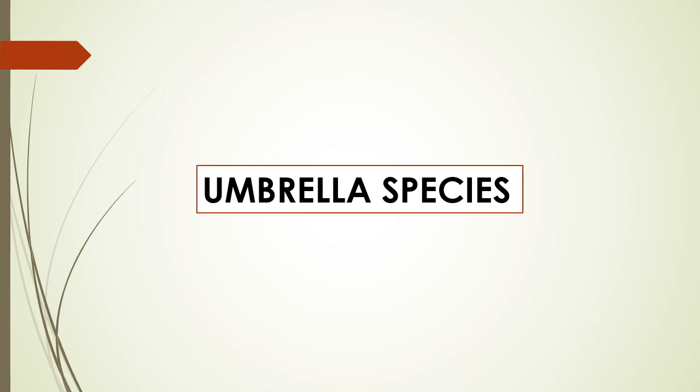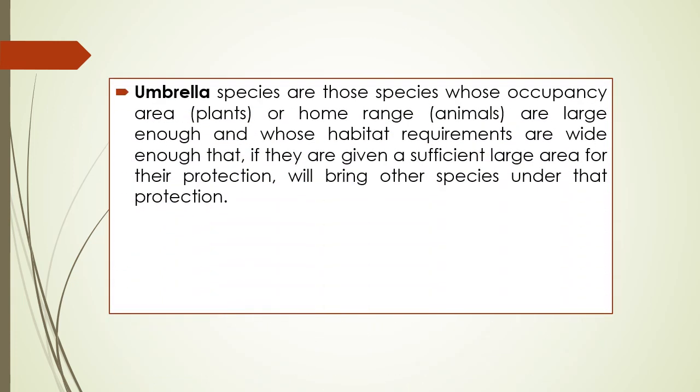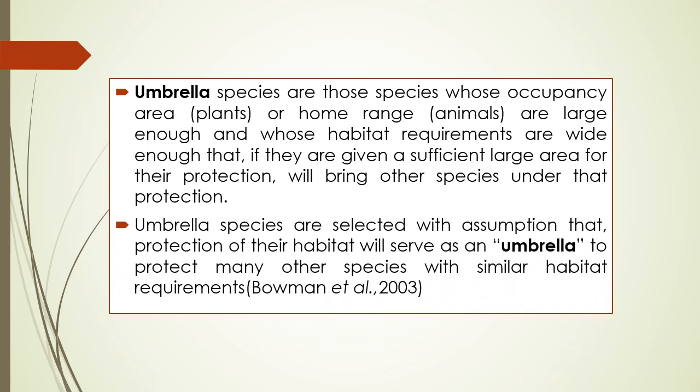The next important concept I would like to discuss today is the umbrella species. Umbrella species are those species whose occupancy area, if we consider plants, and home range, if we consider animals, is large enough and whose habitat requirements are wide enough that if they are given sufficiently large areas for their protection, it will bring other species under that protection. Umbrella species are selected with the assumption that protection of their habitat will serve as an umbrella to protect many other species with similar habitat requirements.